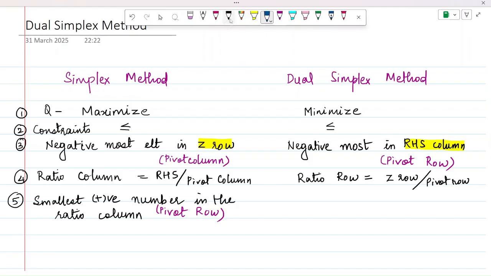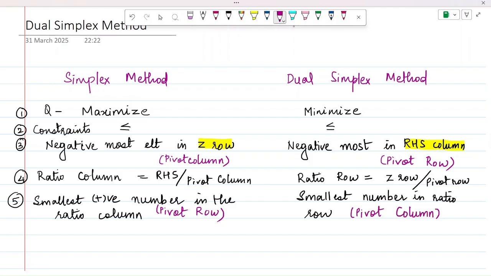Whereas in the dual simplex method, you will look at the smallest number in the ratio row. That will give you the pivot column. We have already got the pivot row, so now we'll get the pivot column. The intersection of the pivot row and the pivot column in both the cases is going to give you the key element. You have to always make the key element equal to 1 in both the cases by multiplying by a suitable ratio there.